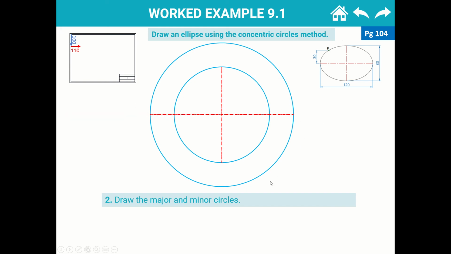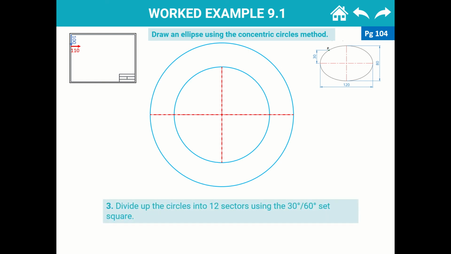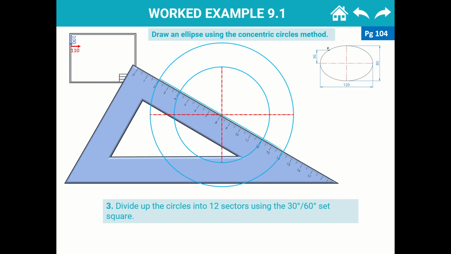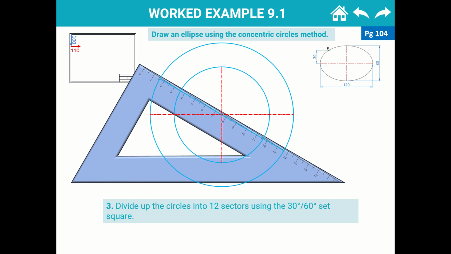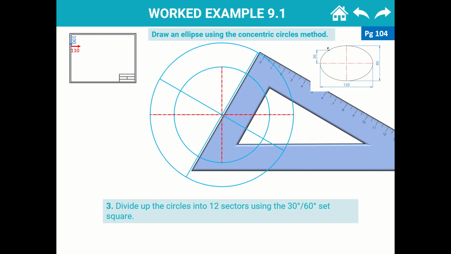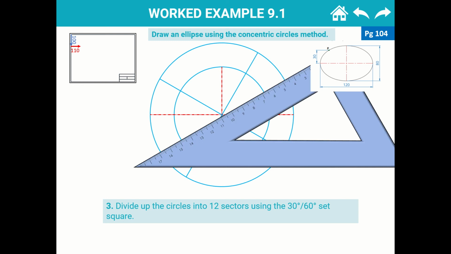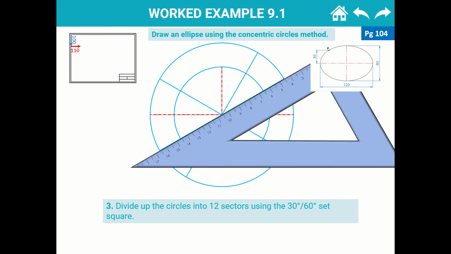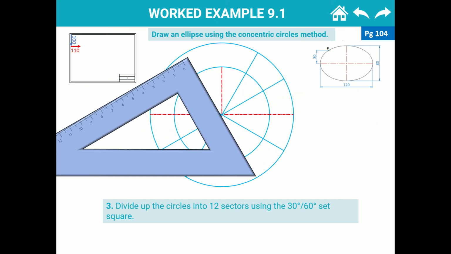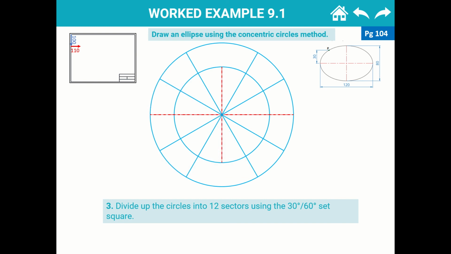And what we're going to do is we're going to break up each of these circles here just using our 60-30 set square. And the only reason we use 60-30 is because it gives us a nice even spread of points. So 30 degrees there, 30 degrees like so. And then we just switch the set square and we go and do 60-30 from the opposite sides. So obviously you'll be using your t-square and your set squares for this.